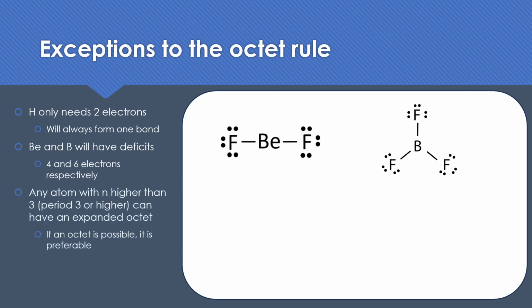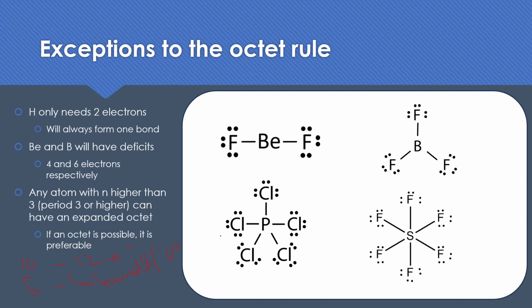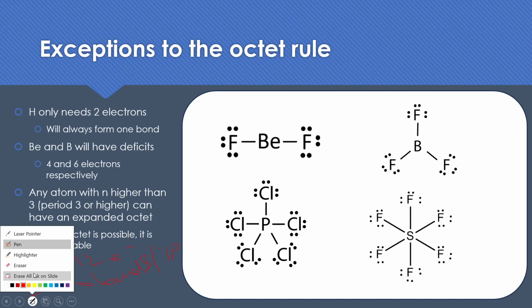Now, any atom that has an n number higher than 3, so period 3 or higher, starting with sodium, can have an expanded octet. If an octet is possible, it is preferable, but it can have an expanded octet. What is an expanded octet? It means 10 to 12 electrons, generally speaking. I think you can do more than that, but generally for us, it's going to be 10 to 12 electrons. So that means, generally speaking, 5 to 6 bonds or lone pairs. For example, phosphorus pentachloride and sulfur hexafluoride are possible compounds because they have an expanded octet.